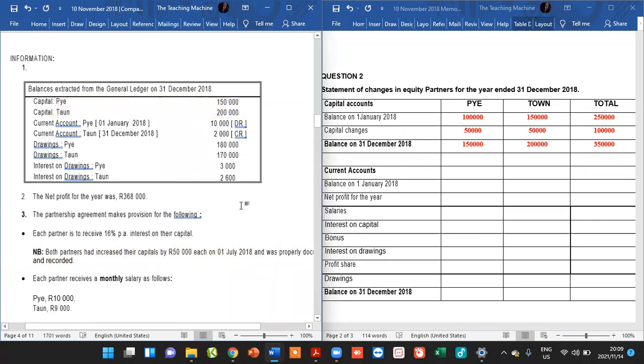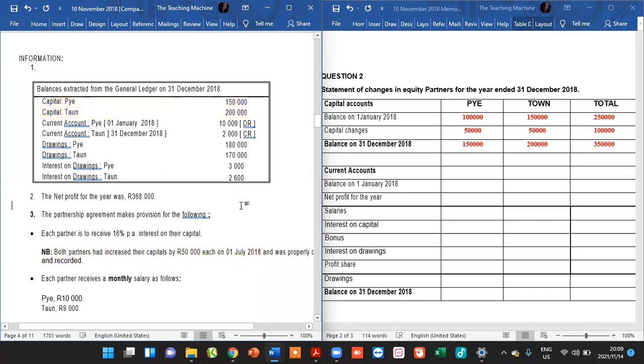We might as well look at the calculations for the interest since we are dealing with the capital. The financial year end is 31st December 2018. The capital changes were made on the 1st of July 2018. So we can say that these additional capitals are 6 months old, because if you count July, August, September, October, November, December, the interest should be calculated for 6 months.